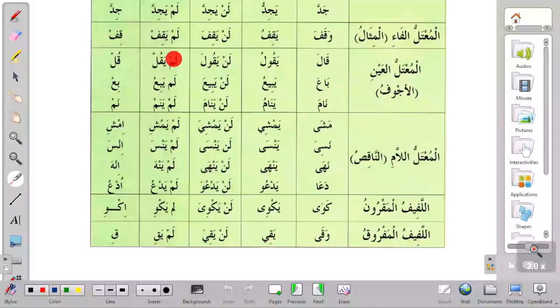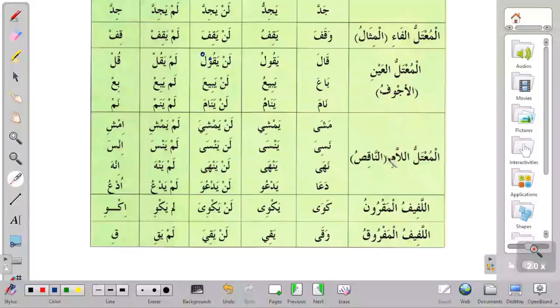And when it is majzum, the lam coming will make it take sukun. So when you give sukun, there will be iltiqa sakinain, because the waw also has sukun. So you drop the waw, and so it will be lam yakul. So that's what you are seeing here. Lam yakul, and that applies to all. Lam yabi, lam yanam. Then the amr is kul, bi, nam in the others.